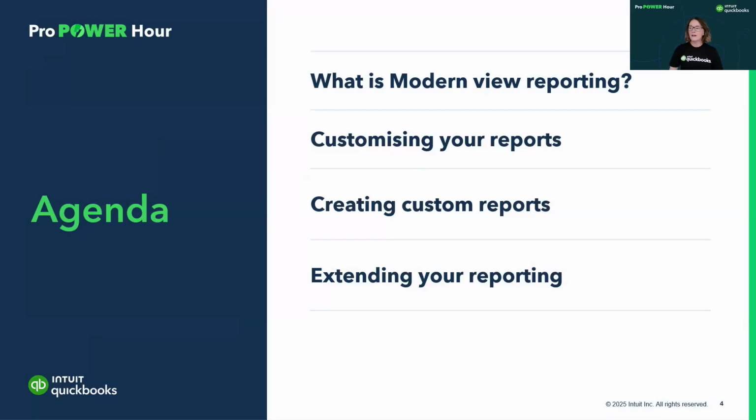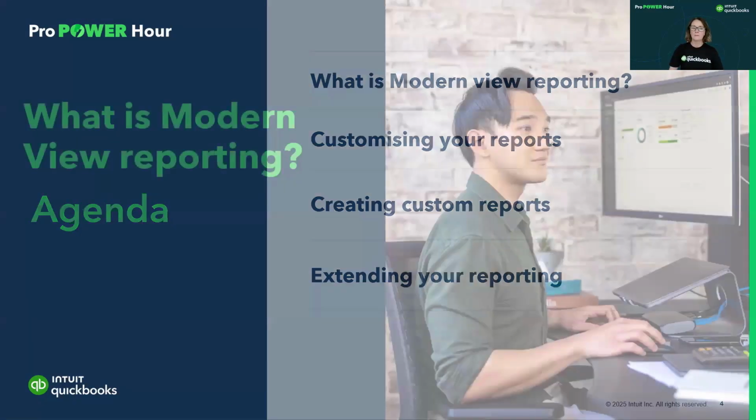Okay, so this is our agenda for today's session. To ensure everyone on the call is across our reporting upgrade, I'm going to explain what Modern View reporting is and explain the project currently underway to make the move from Classic View to Modern View reporting. We're then going to get familiar with Modern View reporting by customizing a few reports. We'll then look at the custom report builder that's available in QuickBooks Online Advanced, and we'll wrap up looking at how you can extend your client reporting using a new tool in QuickBooks Online Advanced called Spreadsheet Sync. I'm sure you're going to like that one.